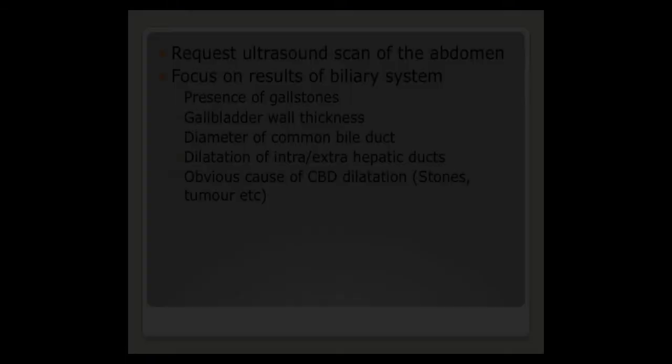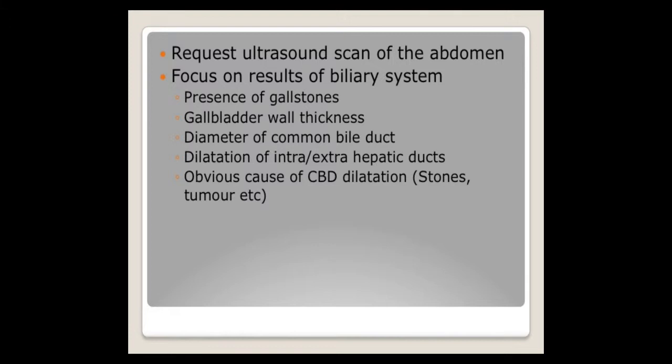For this admission, what radiological investigation would you request first, and what part of the results would you be particularly interested in? The most appropriate first-line radiological investigation would be an ultrasound scan of the abdomen, and you should be most interested in the results regarding the biliary system.